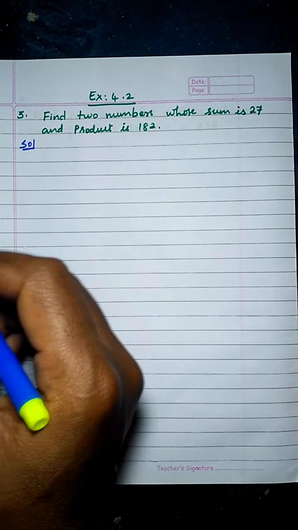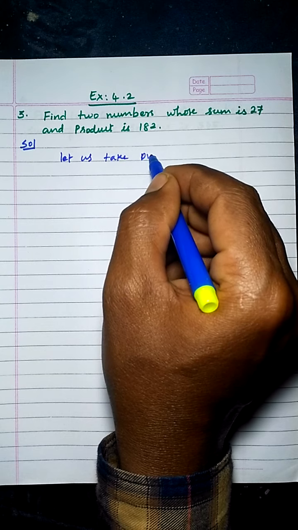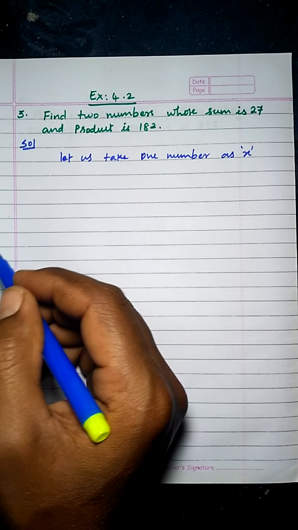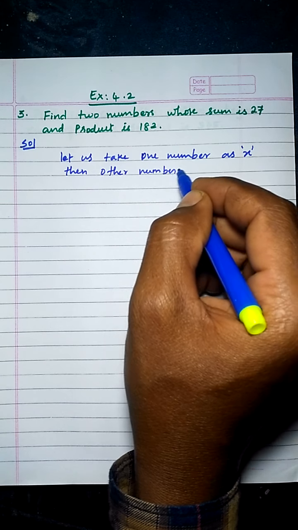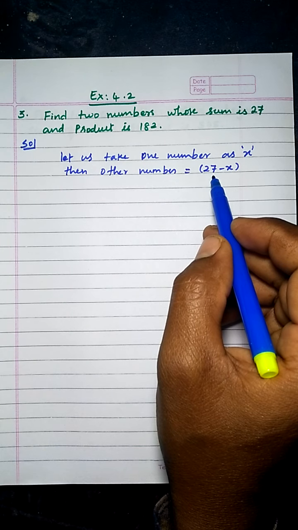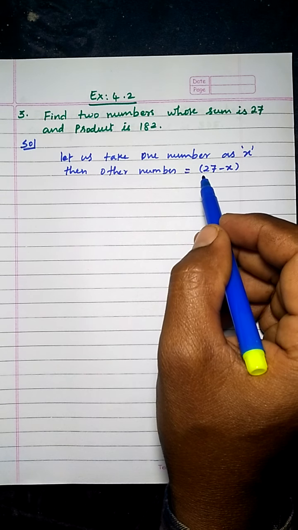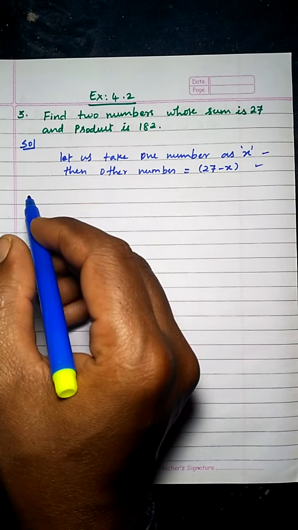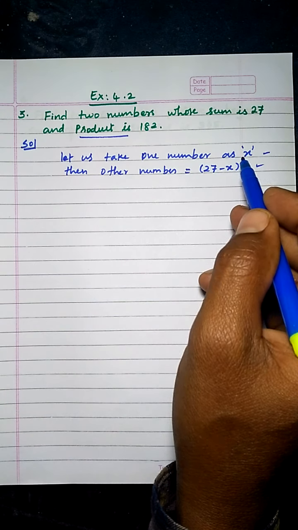Let us take one number as x. Then the other number will be 27 minus x. You know why? Because if you know one number, and you subtract it from the total, you will get the other number. That's why we take the other number as 27 minus x. These are the two numbers. If you take the sum again you will get 27, because plus and minus get cancelled.